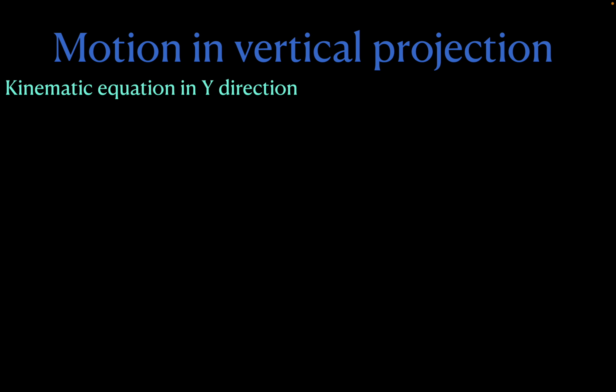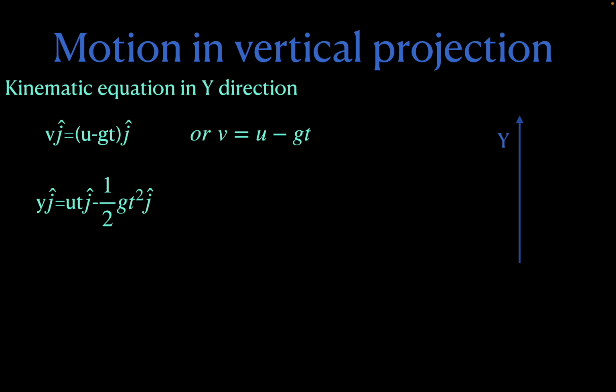Now let's write the kinematic equations in the y direction. The velocity v j cap equals (u minus gt) j cap, or v equals u minus gt. The displacement y j cap equals ut j cap minus half gt square j cap, or y equals ut minus half gt square. The third kinematic equation is v square equals u square minus 2gy.